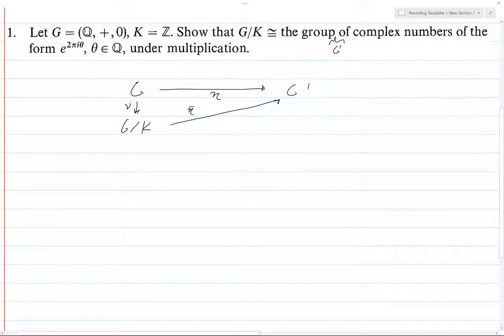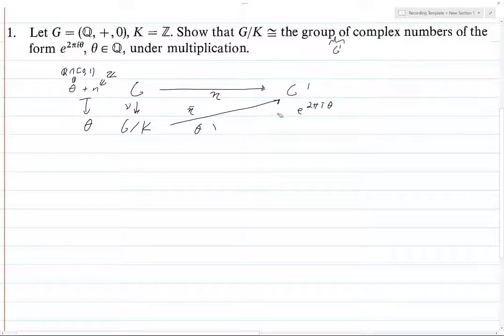So how do these maps work? Well, we're going to take an element of G. G is just the rational numbers, so we're going to write it as theta plus n. Theta is going to be an element of the rationals intersected with 0 to 1, and n is going to be an integer. It should be clear that any rational number can be written in this form, and it can be written in this form uniquely. So this map, when we mod out by K, where K is Z, is going to map this to just theta. And then G mod K is going to map theta to e to the 2 pi i theta.